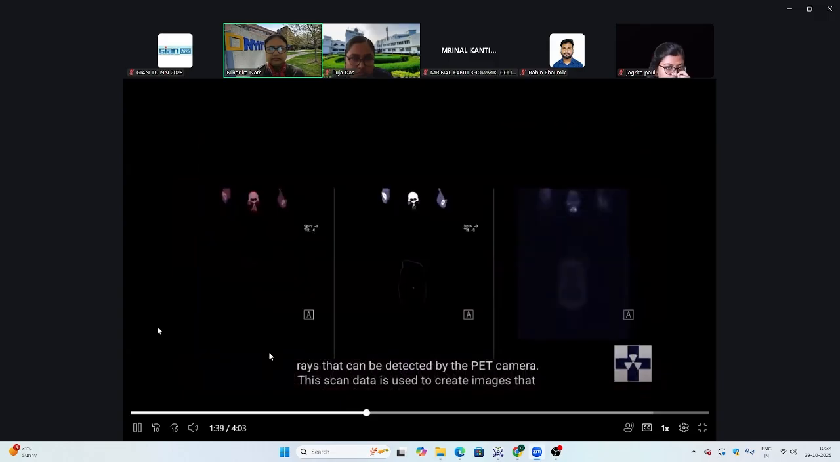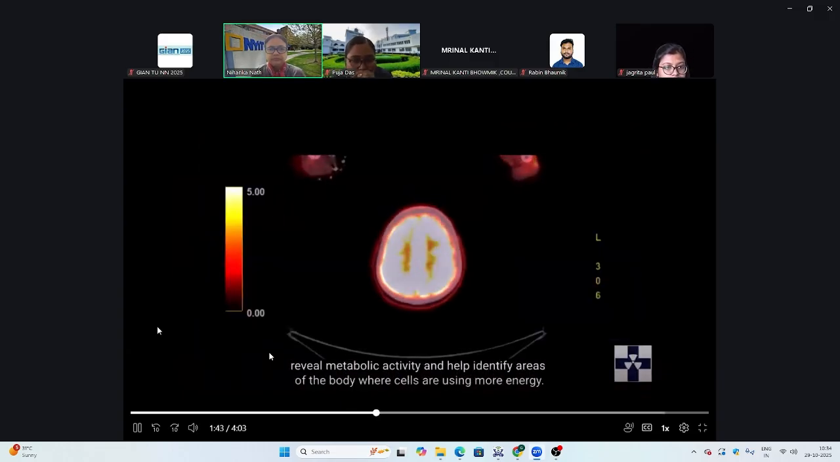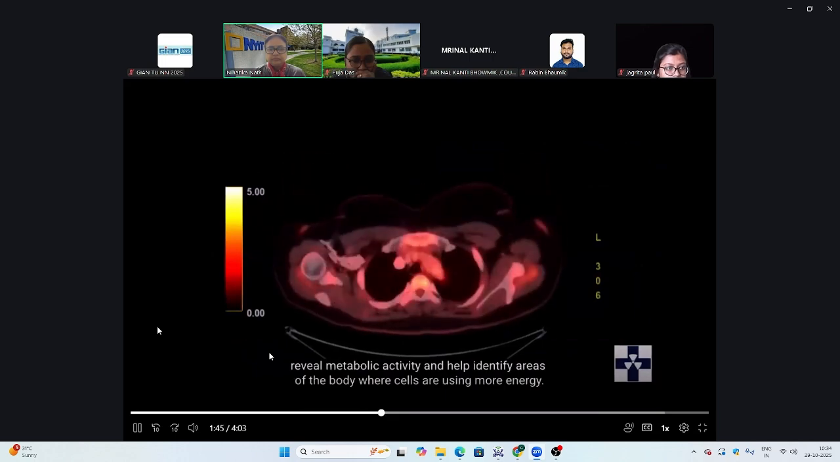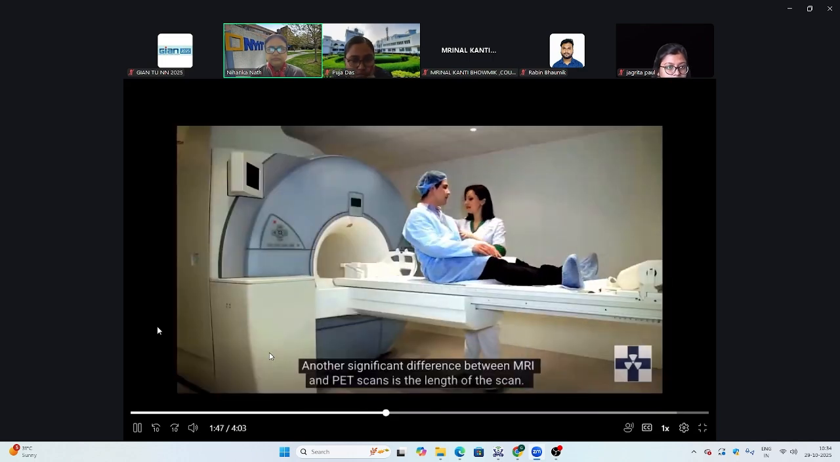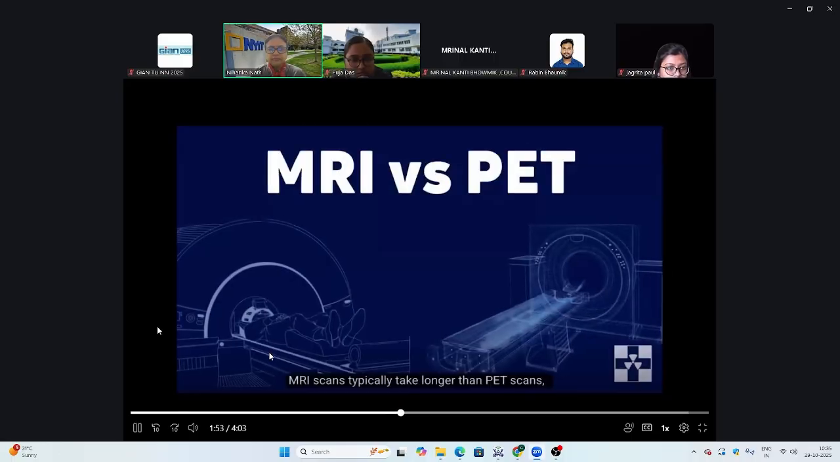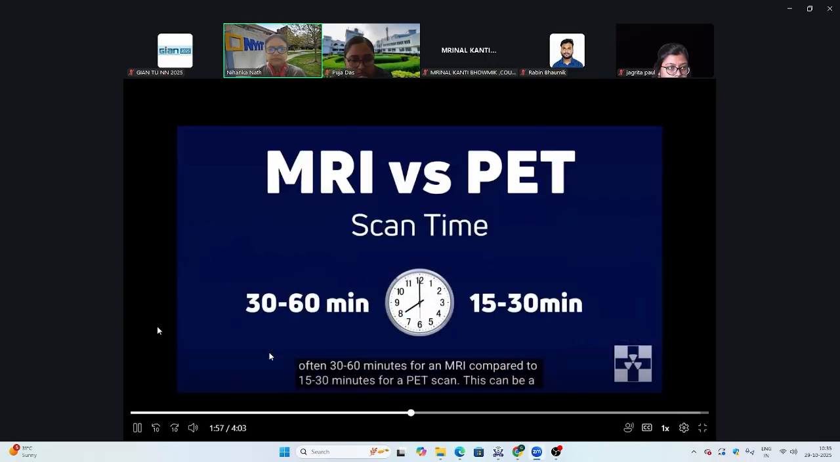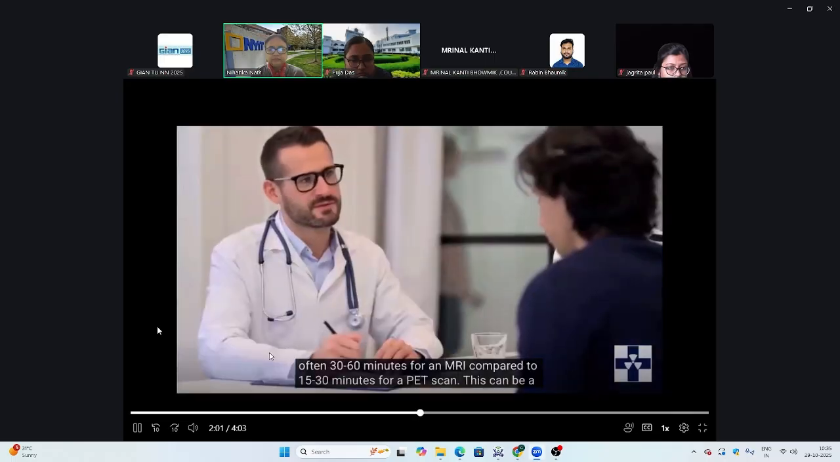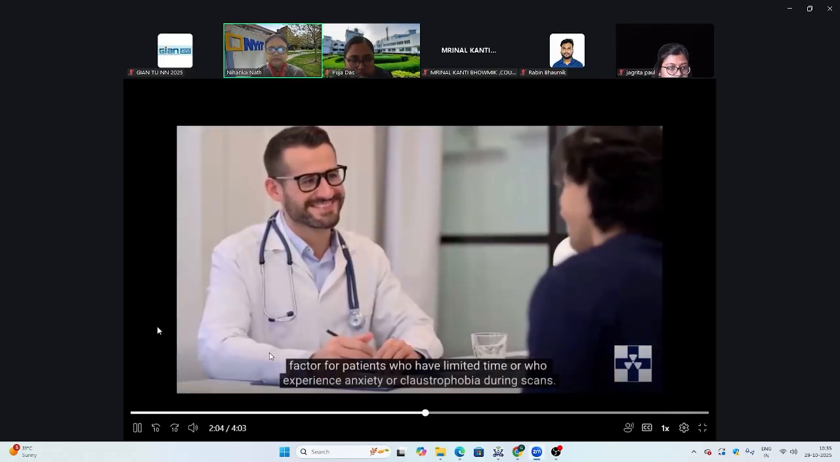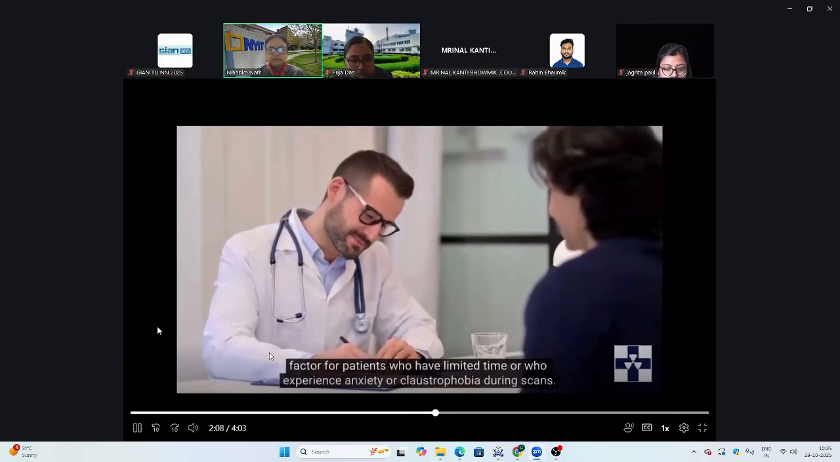This scan data is used to create images that reveal metabolic activity and help identify areas where cells are using more energy. Another significant difference between MRI and PET scans is the length of the scan. MRI scans typically take longer than PET scans, often 30 to 60 minutes for an MRI compared to 15 to 30 minutes for a PET scan.